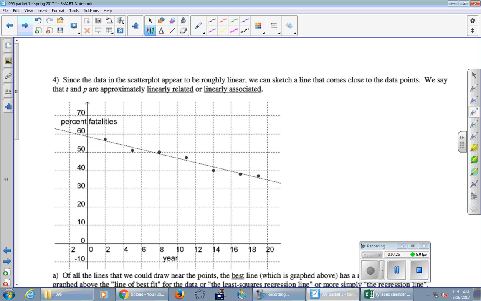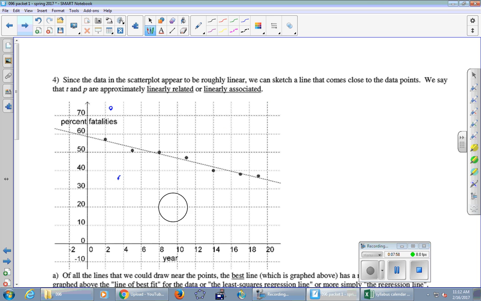And so that line hopefully is something close to what you drew, but definitely not the same as what you drew, and it's not the same as what I drew. Okay, and because those points are pretty darn close to that line, we can say that the fatalities data is approximately linearly related or approximately linearly associated. Whereas if you had data points that looked like this, I would not say that that represents a strong linear relationship, right? Lines do not do that.